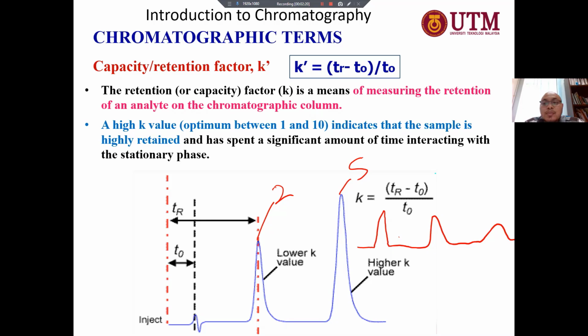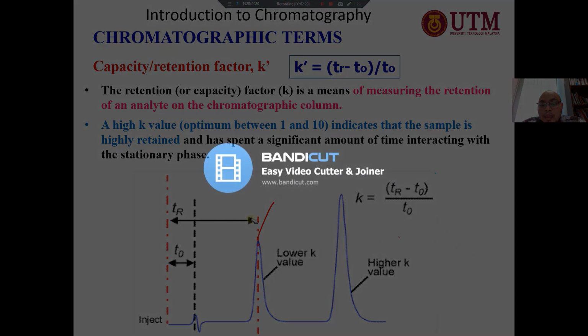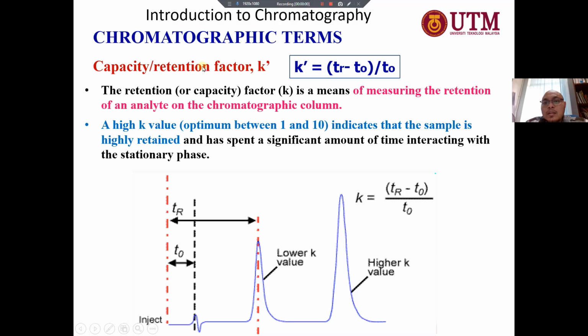How can I explain more easily to you guys? For example, in my lab, in the analysis of the drug, this is the chromatogram. The dead volume is at 1 and the retention time of the analyte peak is at 5.